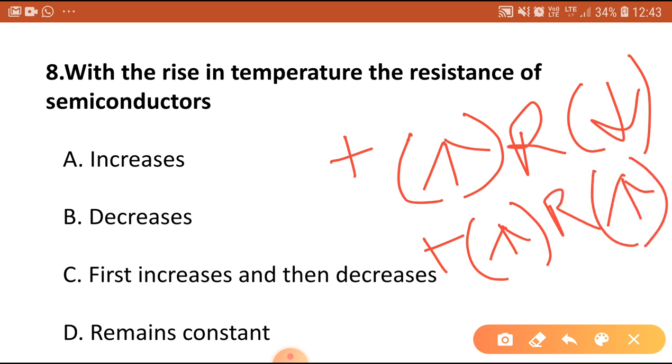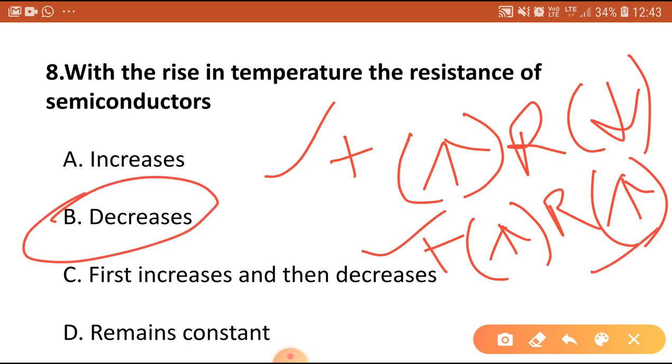These two facts you have to keep in mind. For semiconductor, if temperature increases, resistance decreases. For metal, if temperature increases, resistance also increases. So here, semiconductor means option B, decrease. If temperature rises, resistance will decrease.